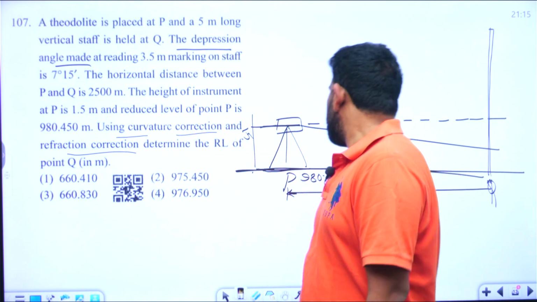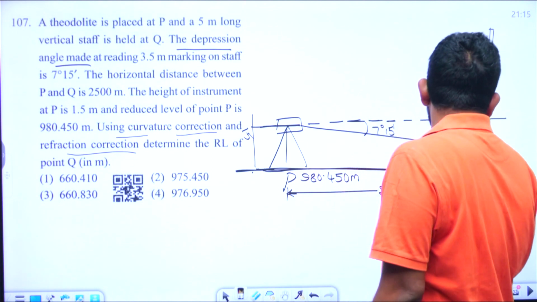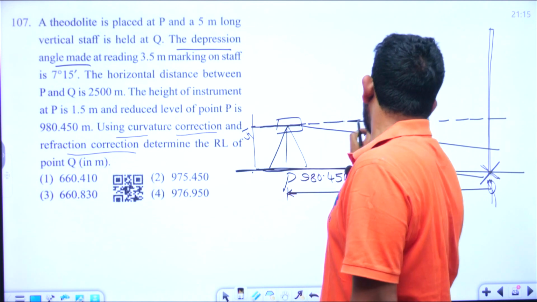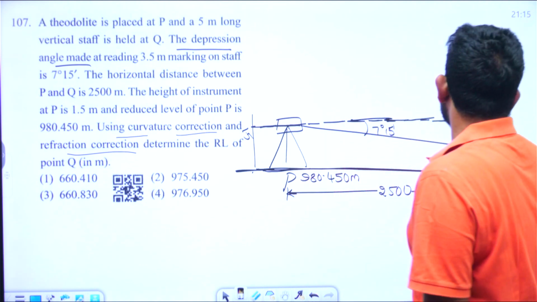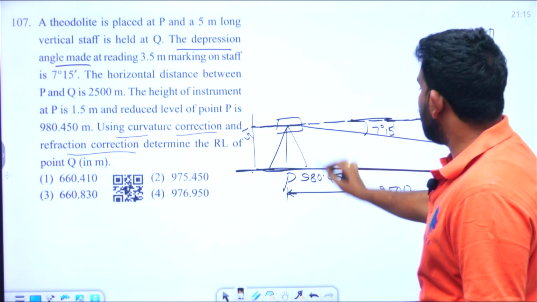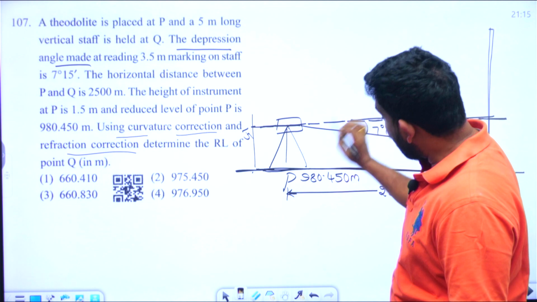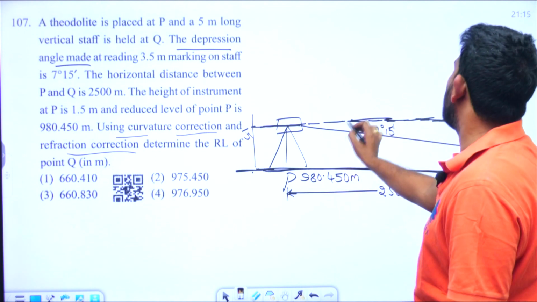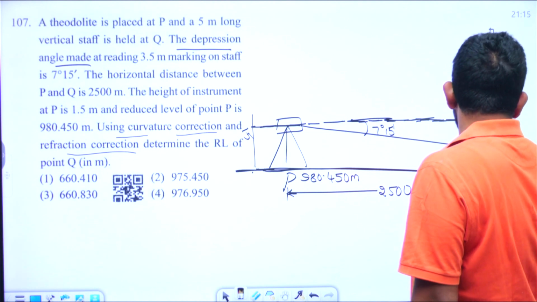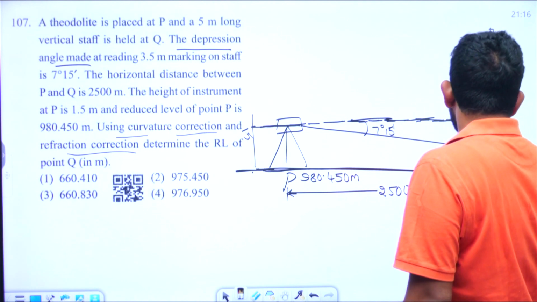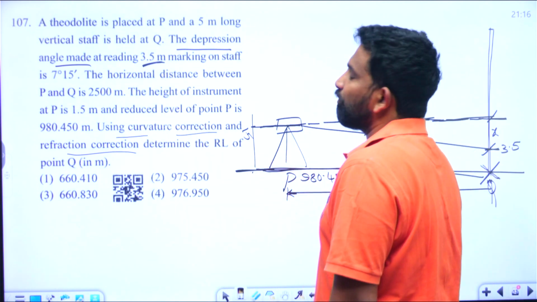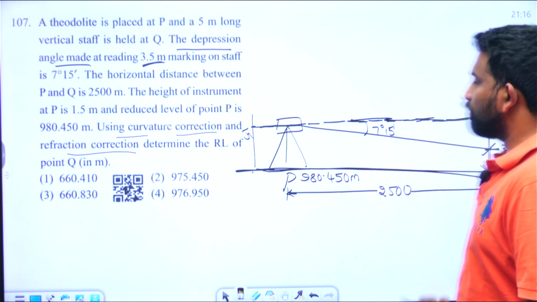So very easy. Now we are supposed to find out the RL of Q. We have only the height of the line of collimation, which was given as 1.5. So 980.450 plus 1.5 will give us the line of collimation height, and we need to subtract this value x, and already this value is given as 3.5 meters on the marking on the staff, with depression angle 7 degrees 15 minutes. This is how the figure seems to be.